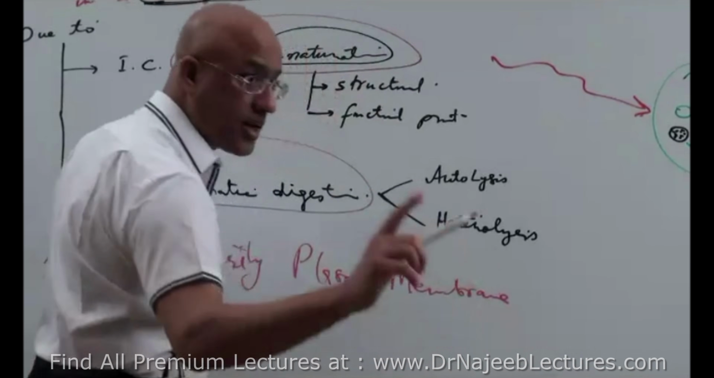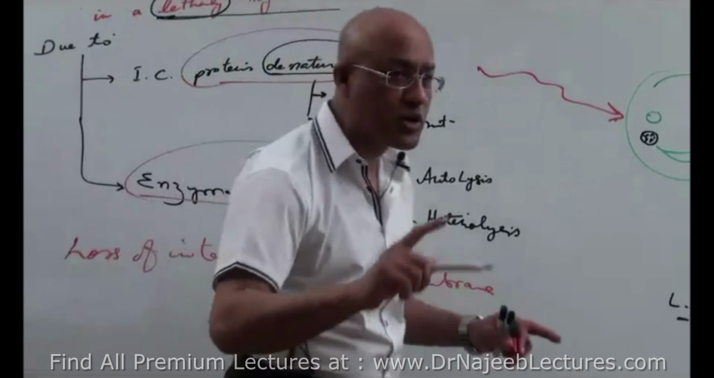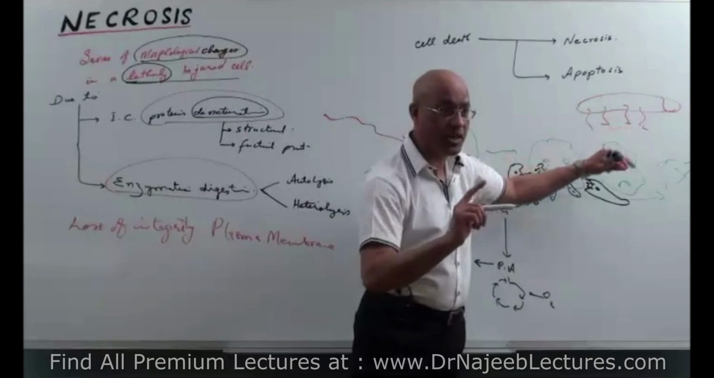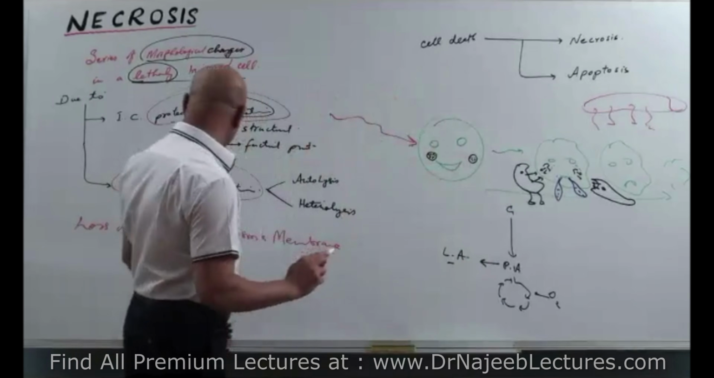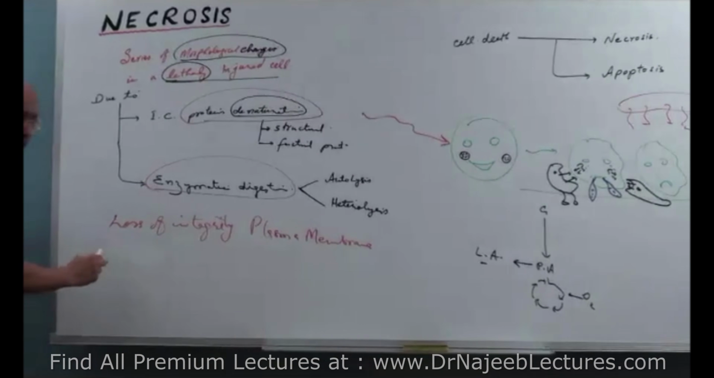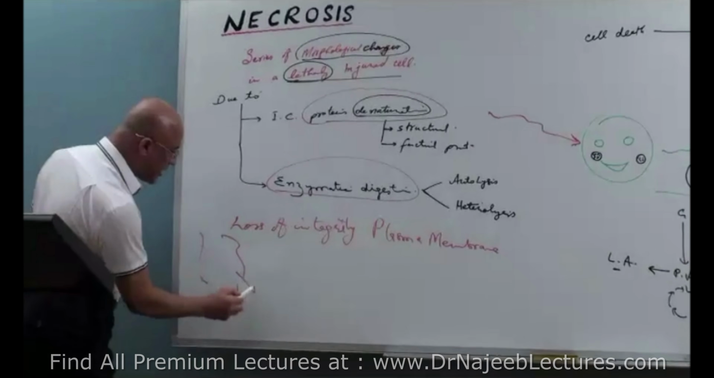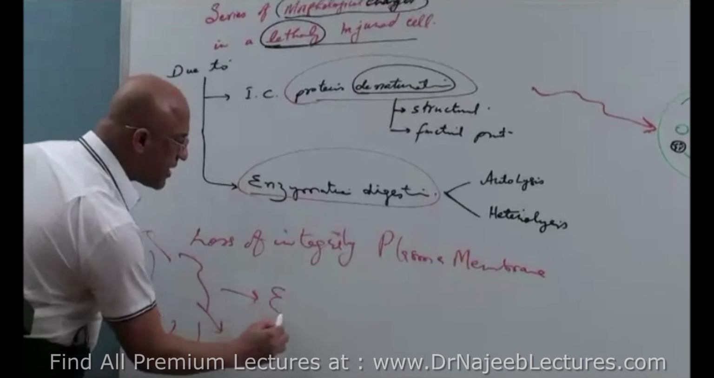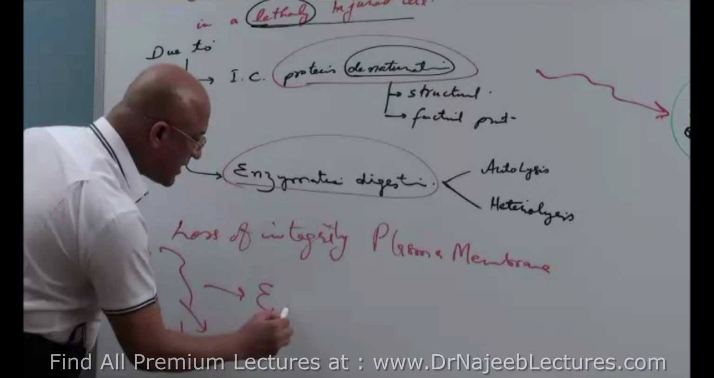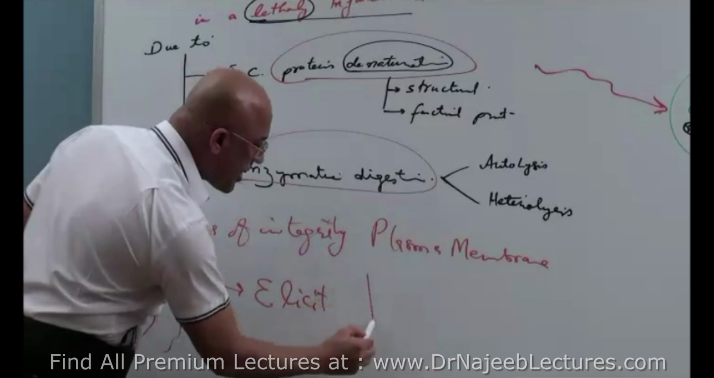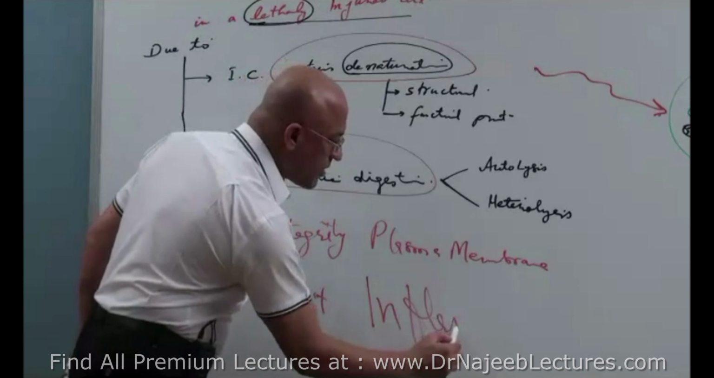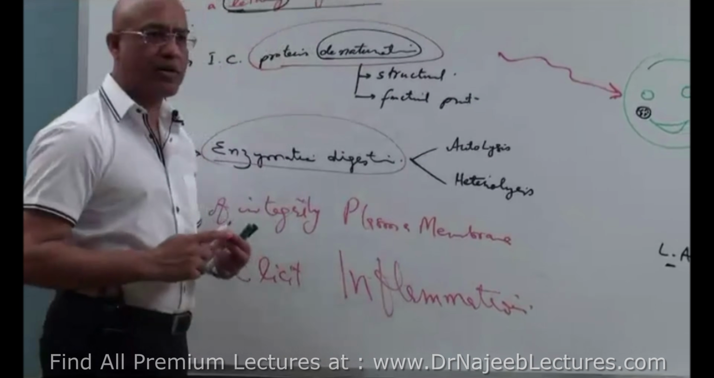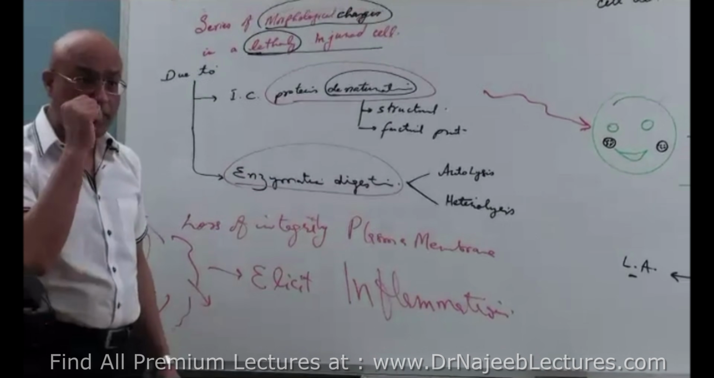Right? Membrane rupture at multiple points. Remember, in apoptosis, the membrane makes blebs but does not rupture. In necrotic cells, cell membranes rupture, and from the ruptured cell membrane the intracellular components leak out, and they elicit inflammation. So inflammation is also a part of the necrotic reaction.